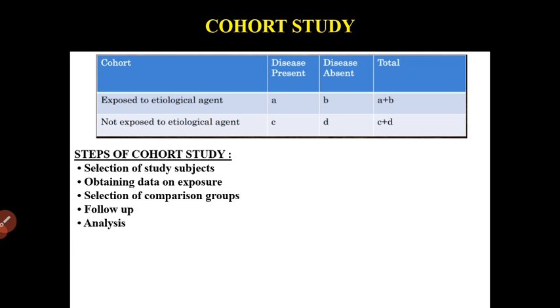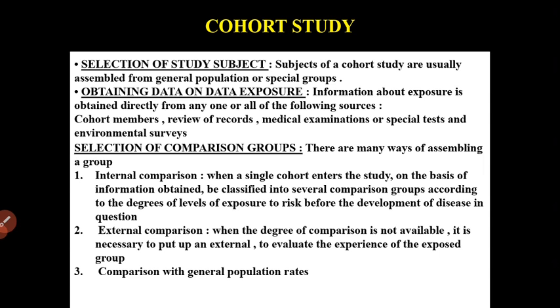Now, steps of cohort study. Selection of study subjects, obtaining data on exposure, selection of comparison groups, follow-up and analysis. Fine, this is how the study is done. Let's understand. Selection of study subjects. Subjects of a cohort study are usually assembled from the general population or a special group. Fine. Now, how is the data obtained on exposure?